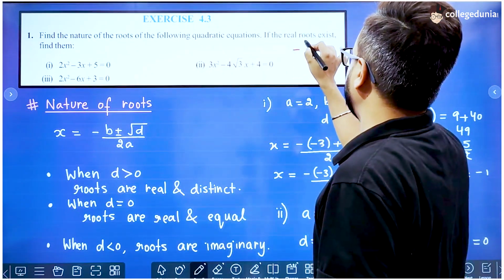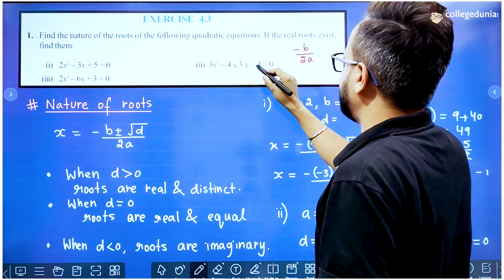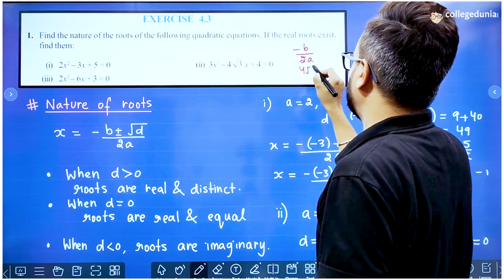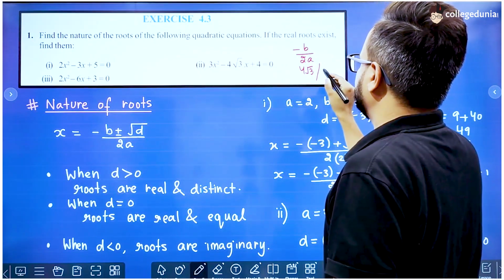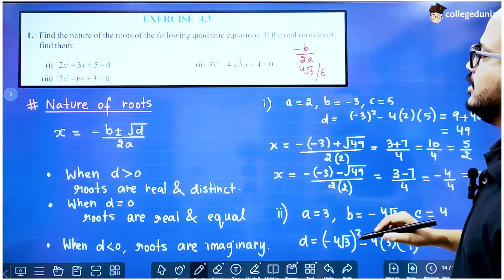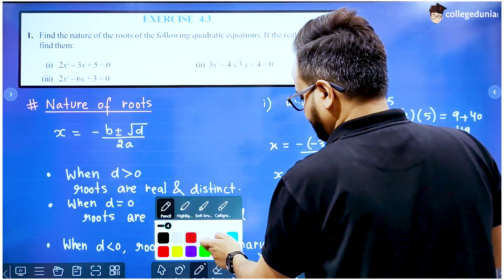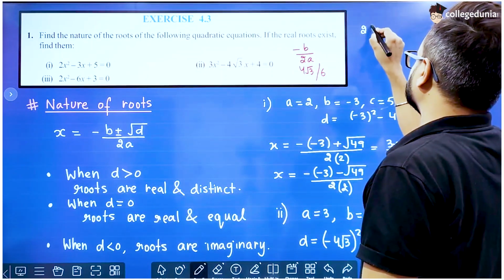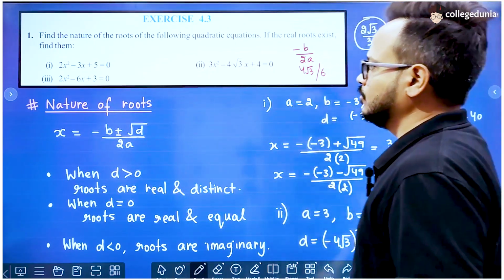real and equal roots, and the roots are minus b by 2a. So minus of minus 4 root 3, that is 4 root 3 divided by 2 into 3, that is 6. So the answer is 2 root 3 by 3. Each root is 2 root 3 by 3.